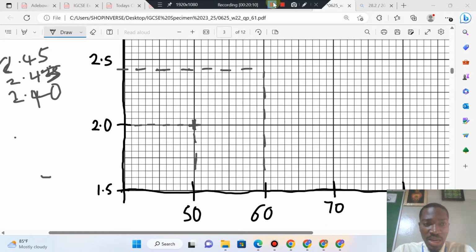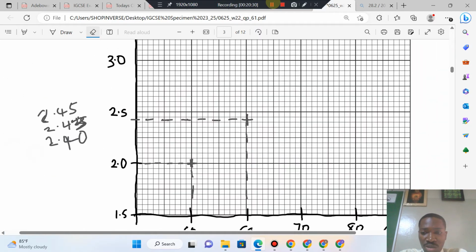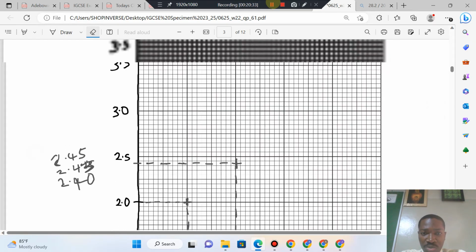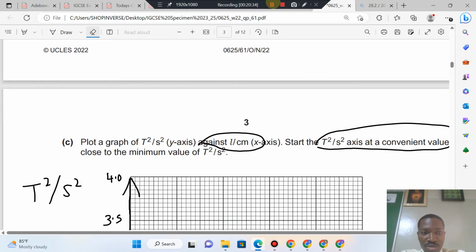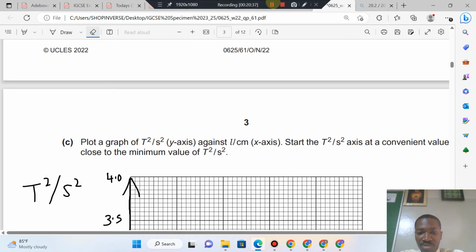So after tracing the line from 2.43 on the vertical axis and 60 on the horizontal axis, where those two meet, you put a mark here, a plus sign here, okay? So this point is very important in getting the slope of this graph. Let's go to the table to pick the next point that we need to plot.